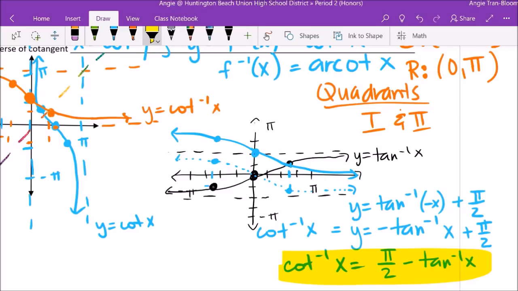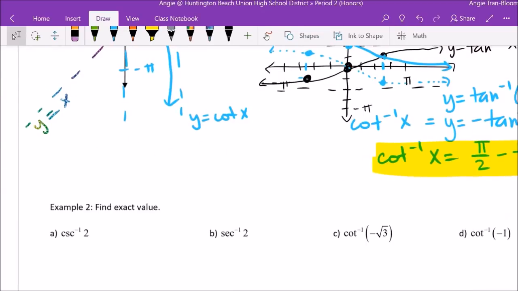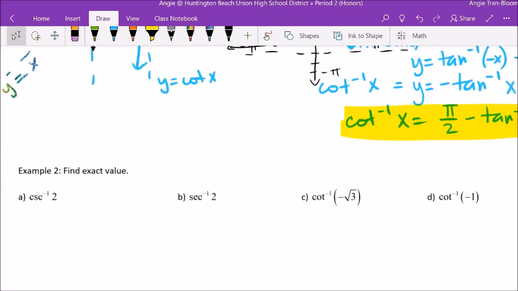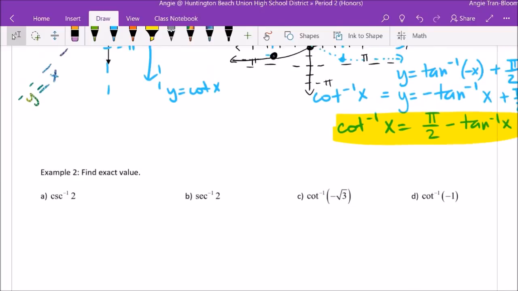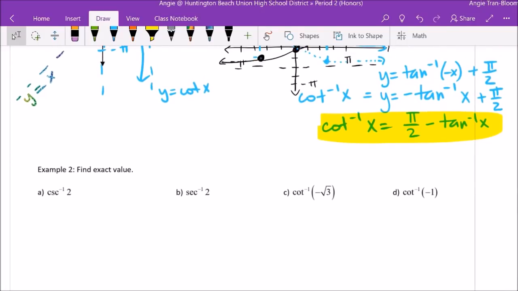Any questions on that at all? Do you guys see how that turns into it? Yeah. All right, example, exact value. Calc or non-calc? Non-calc. That means it's all in the brain. 30 degrees. Oh, it's 30 degrees. Is that answer correct for A, apple? That's fast. Cosecant inverse of 2, what's the exact answer?